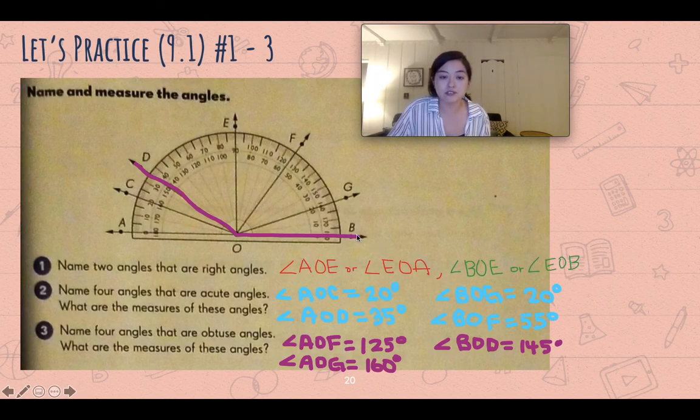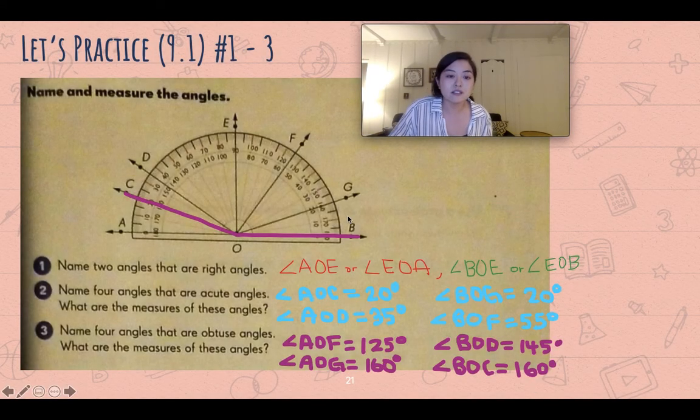Here's another obtuse angle right here, angle BOD. Now, when I use my inner scale here, 0, 10, 20, 30, 40, 50, all the way, I see that this ray, OD, goes halfway between 140 and 150, so that's 145. And finally, here's another obtuse angle, angle BOC. And when I use my inner scale right here, ray OC goes through 160 degrees right there.